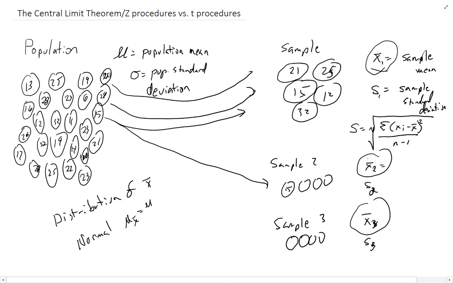But if you're looking at these x bars, how do these x bars vary from one x bar to the other?